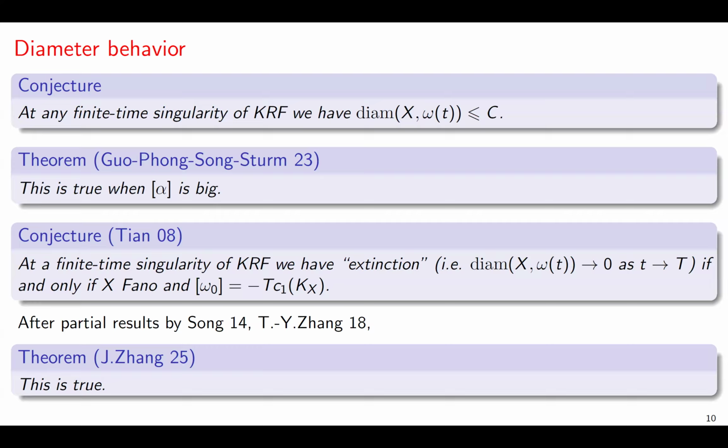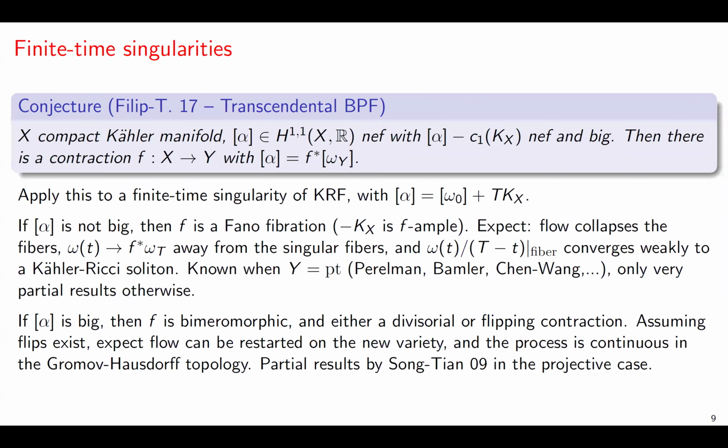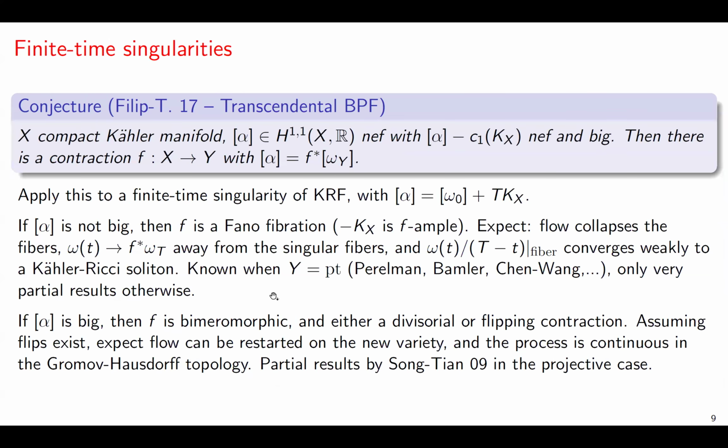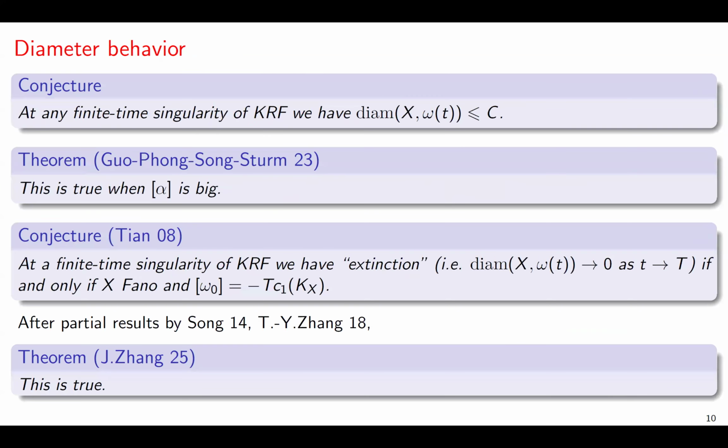So what is still, I guess it was implicit in the previous discussion, it is still unknown: that you have a finite time volume collapsing if and only if you have a Fano fibration. So this would be settled if you can prove this transcendental base point free. So finite time volume collapse should happen if and only if you have a Fano fibration, and finite time extinction if and only if you're Fano in the right class.